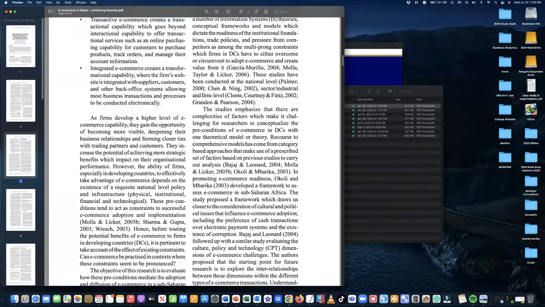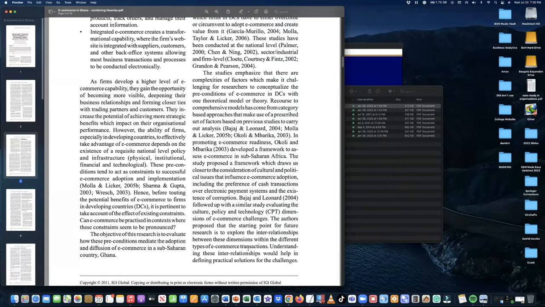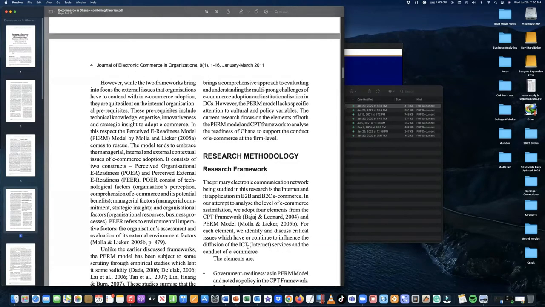Okay. Then there's another framework called the CPT framework, Culture, Policy, and Technology. That's also an environmental framework which Bajaj and Leona did. So now we have one coming from the PEM model, and another one coming from Bajaj, the CPT framework, the CPT dimensions of e-commerce challenges, that focuses on e-commerce challenges. They put them together, then they are able to generate what they use as their research framework. So the PEM model, let's look at the PEM model.